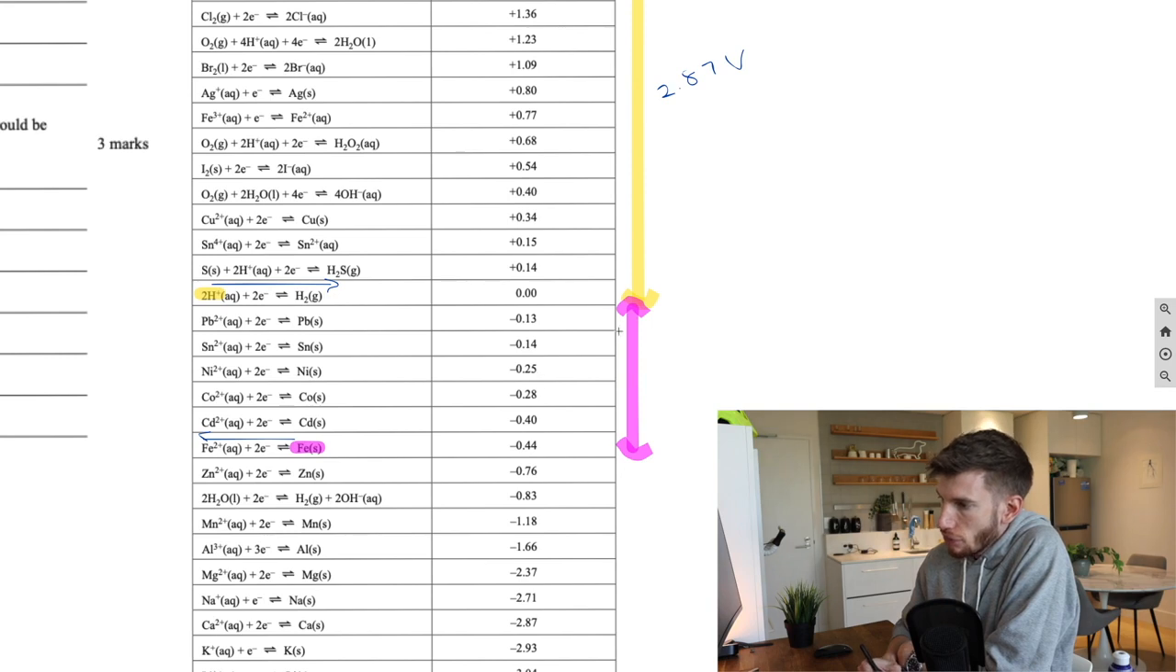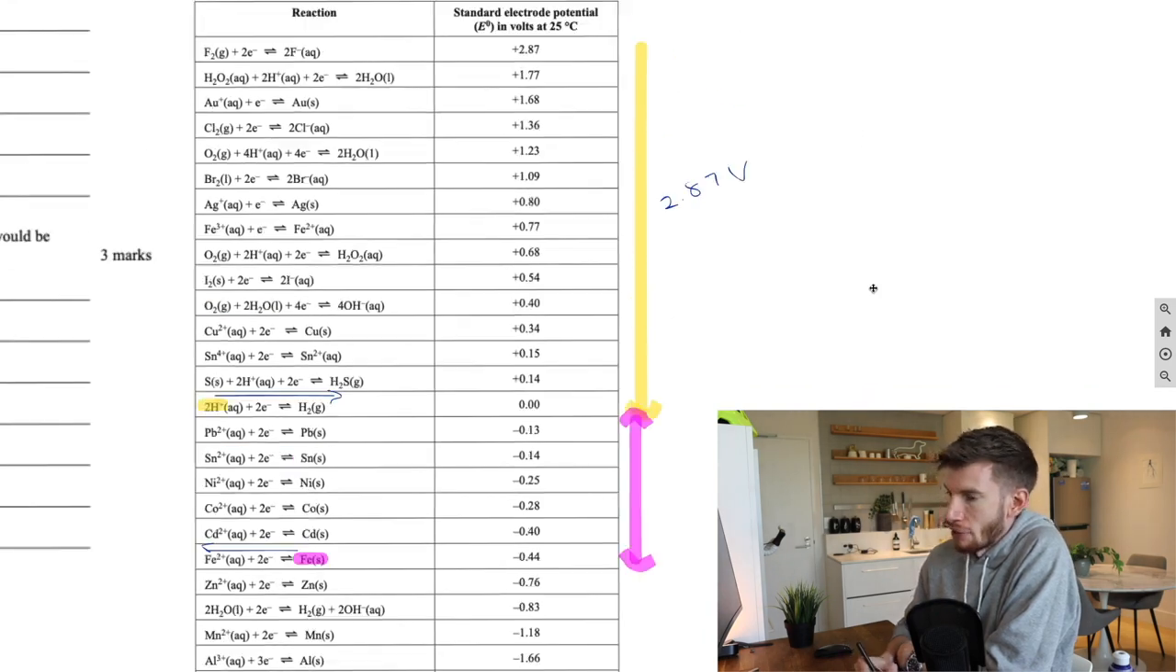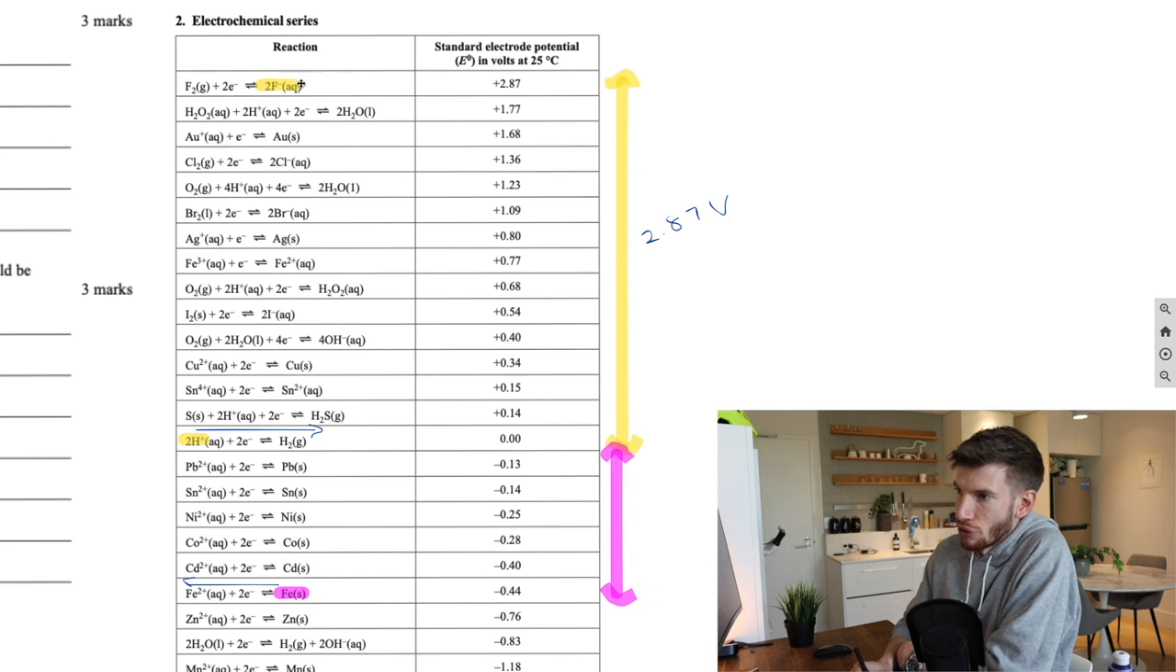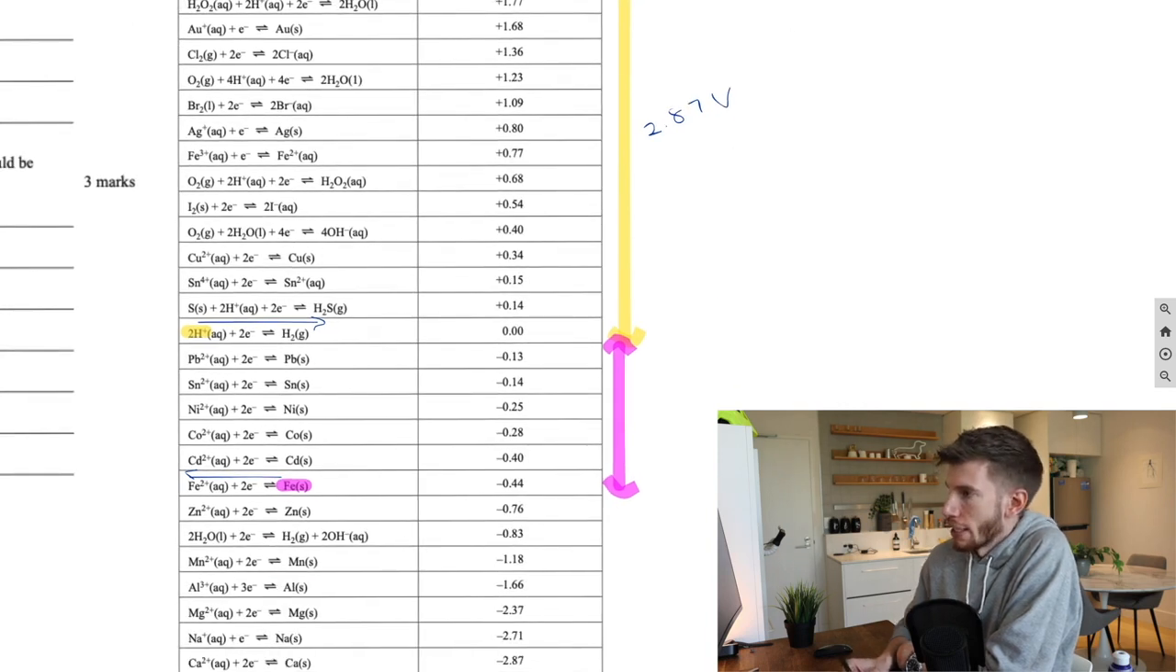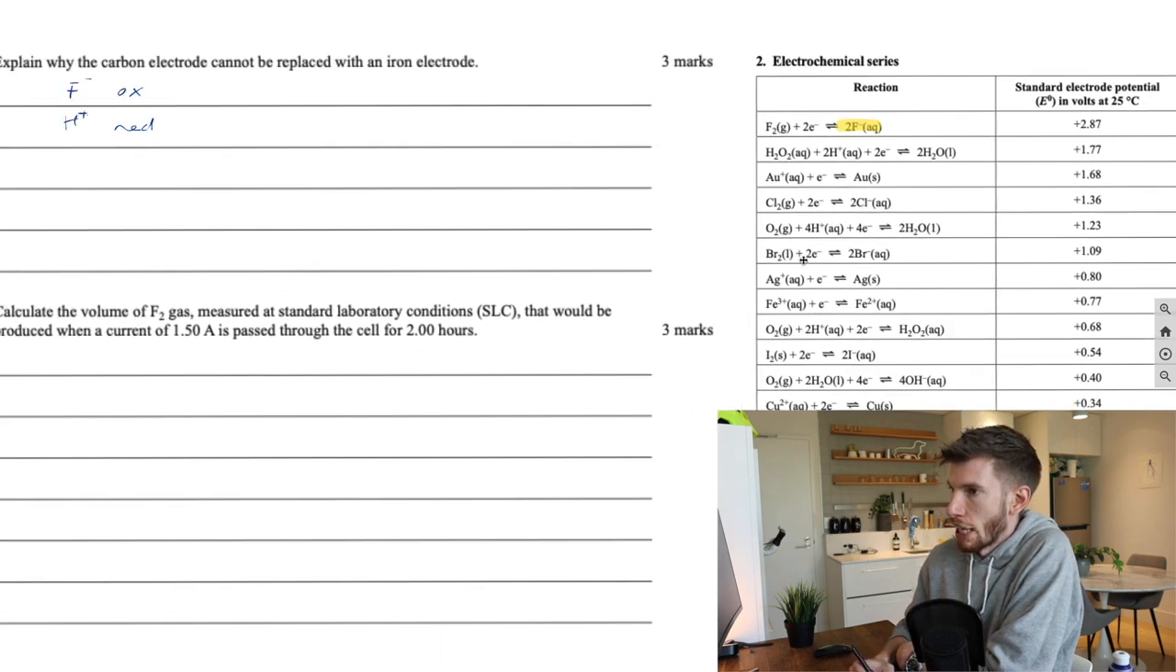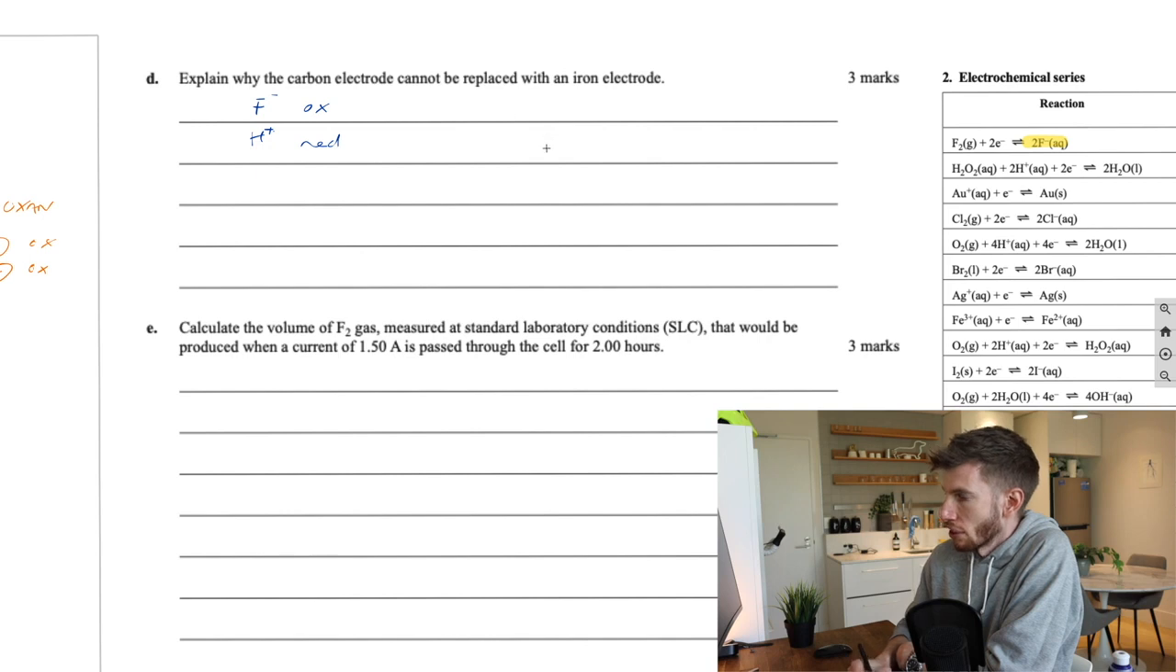So that then would mean that would be easier than putting energy in to force the fluoride to reduce, or to oxidize backwards. And so because iron here is lower down, this is going to be the reason why we use carbon inert electrodes. The explanation for that, though, we want to use the technical jargon.